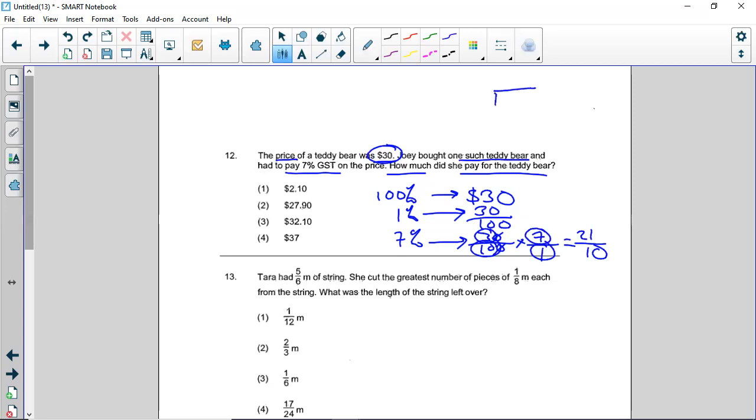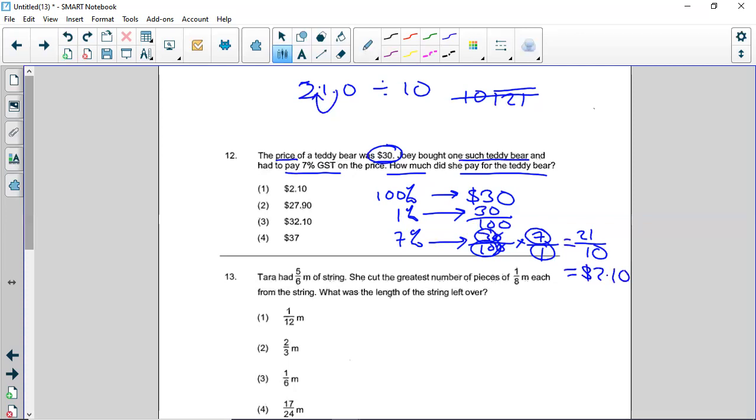Then you may want to do some dividing. This one you can do dividing, or you can shift the decimal point. 21.0, shift the decimal point to the left, right? There are a few ways to divide. So shift to the left, you get 2.1. So how much is the GST? 2.1 or $2.10. That is the GST.